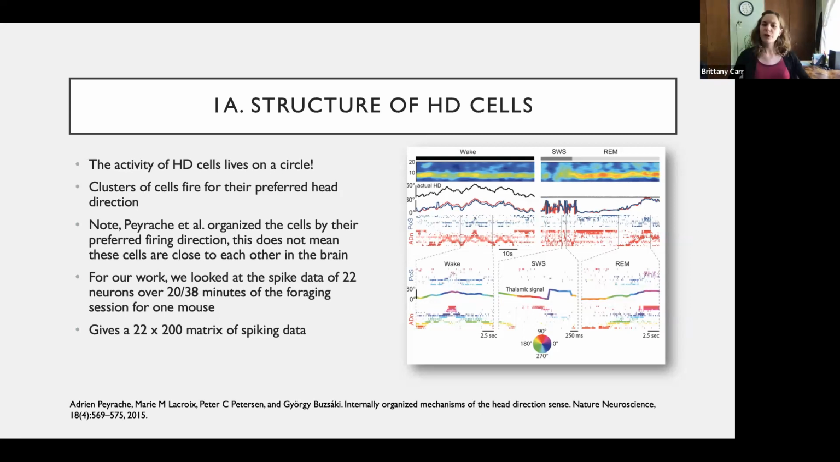So for our work, we looked at the spiking data of 22 neurons over 20 out of 38 minutes of the foraging session for one mouse. And what that gives us is a very high dimensional 22 by 200 matrix of spiking data. So what we want to do is take that spiking data and project it down onto a lower dimensional manifold. If we do that, the manifold that works the best is the circle, which makes sense because your head direction can map to a circle because you can be facing 0 to 360 degrees.